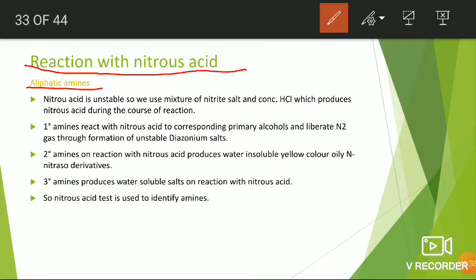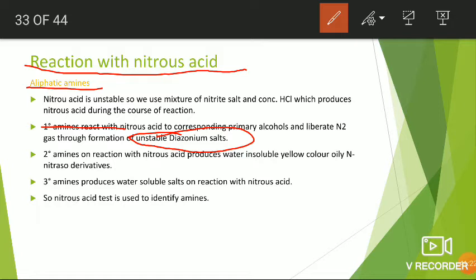Amines, aliphatic or aromatic, are generally of three types: primary, secondary, and tertiary. In the case of primary amines, the aliphatic primary amines undergo reaction with nitrous acid, which is produced in situ on treatment of sodium nitrite with HCl, and produce the corresponding diazonium salts. That is, the reaction of a primary amine with nitrous acid produces unstable diazonium salts in the first step.